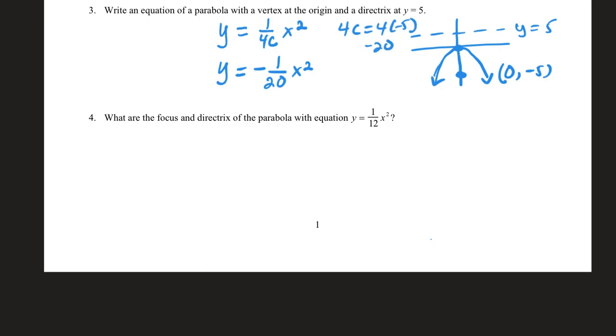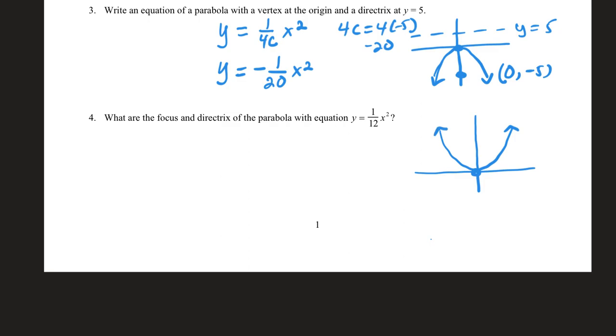What are the focus and the directrix of the parabola with this equation? So I know that it's y equals, and I know that there hasn't been any change in the equation. In other words, it's not x plus 5. So the vertex is at the origin.